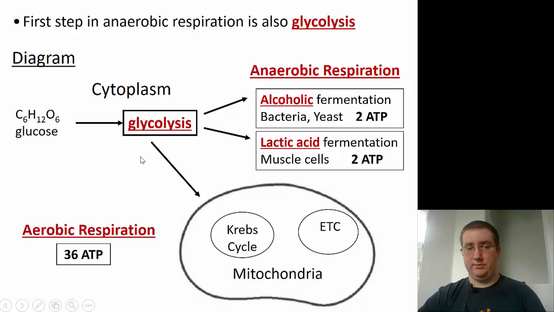If there is oxygen available, then the products of glycolysis move to the mitochondria, where the Krebs cycle and the electron transport chain happen, and a massive amount of 36 ATP are produced for every one glucose molecule. So you do need to understand these two pathways. If there's no oxygen, it's an anaerobic pathway, produces 2 ATP. If there is oxygen available, it's an aerobic pathway, and it produces 36 ATP.